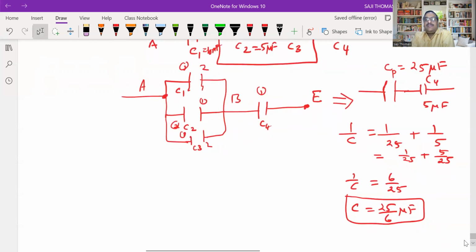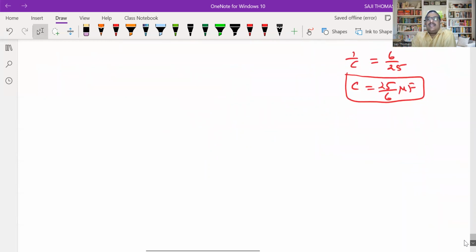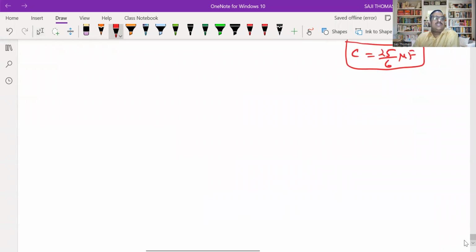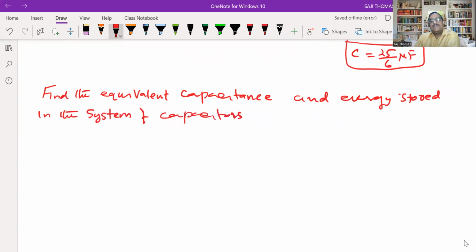One more question I will give you. Find the equivalent capacitance and energy stored in the system of capacitors shown below.